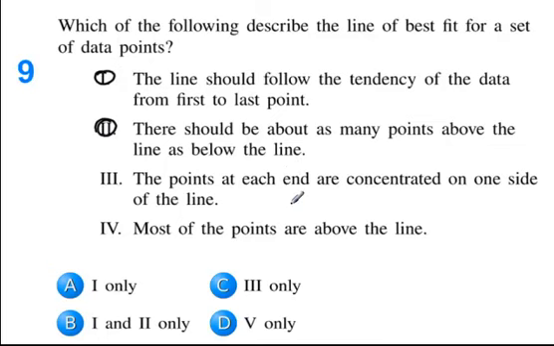The points at each end are concentrated on one side of the line. No, we don't want that. And most of the points are above the line. No, that's contradictory to 2. So 1 and 2 are what make a best fit. So that's letter B.